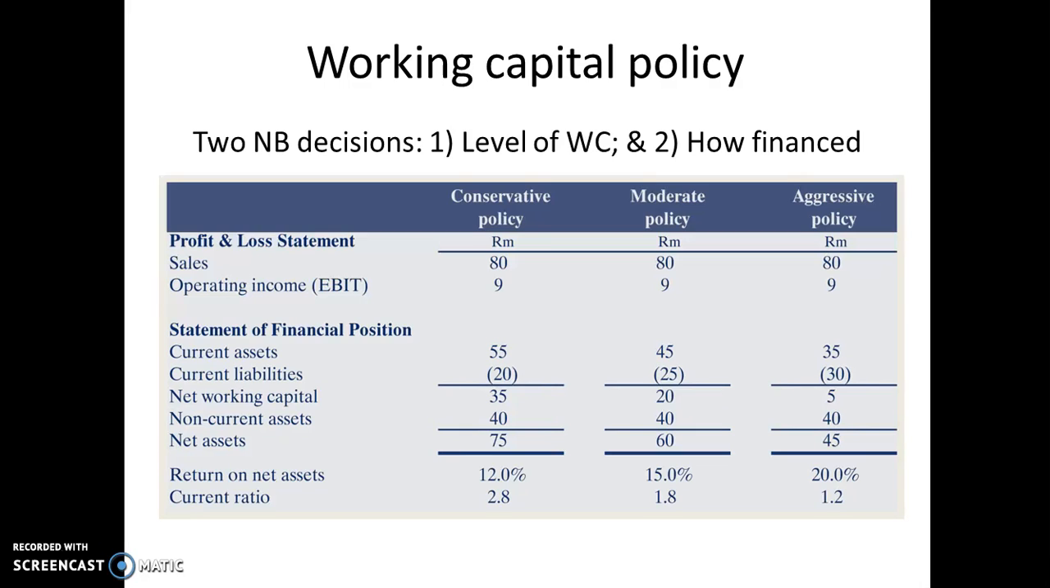And our current ratio, you can see, is almost 1. It's 1.2. So very aggressive, very risky, almost just covering our liabilities with our current assets, but our return is much higher. And then the moderate policy is somewhere in between. So we balance off the possible expected return in the future with the risk involved.